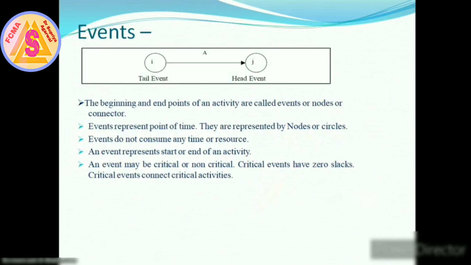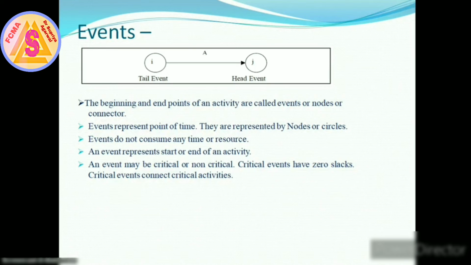Now let's go on to the next component, that is the event. Events are the connectors of an activity. The beginning and end points of an activity are called events. They are represented by circles. The starting point of an activity is known as the tail event, and the end point of the activity is known as the head event.